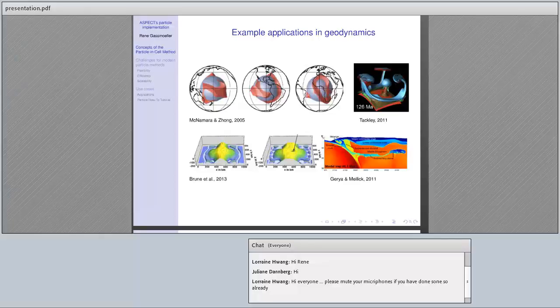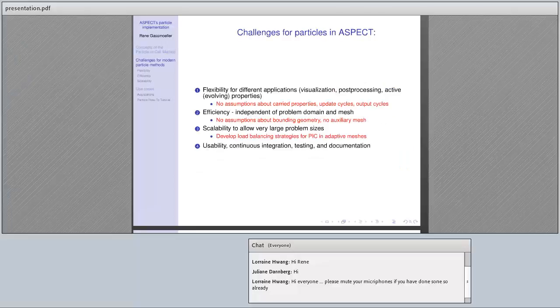You can see that these models are very different, but they all rely very heavily on the particle implementation of their particular code. And from this, we already see that if we want to implement a new particle implementation in a code that is meant to solve very different problems like Aspect, we need to make this method as flexible as possible to make it possible to do all of these kinds of models within Aspect. So the challenges that we faced when implementing a new particle algorithm in Aspect are the following.